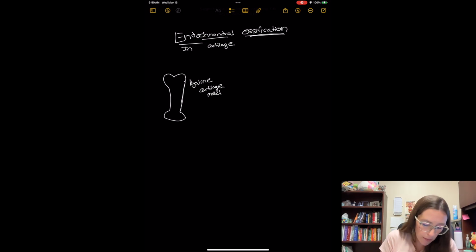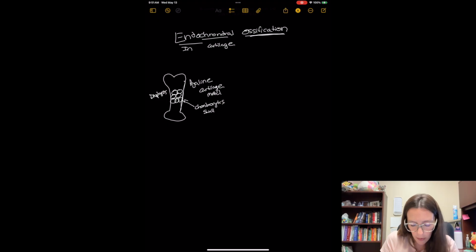At that point, right, my chondrocytes are going to get really large here in the center, or in that diaphysis. So the chondrocytes are going to swell. And then they're ultimately going to die, okay? So they're going to go through apoptosis, they're going to die, okay?